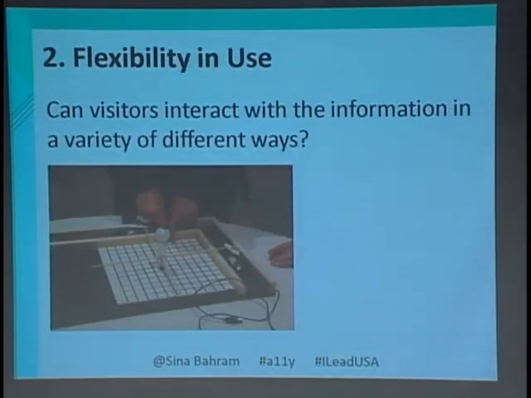All right, number two, flexibility in use. So can visitors interact with the information in a variety of ways, all right? This is the idea of multimodal or multimodality, using different modalities to convey the same piece of information. Don't ever just say something one way. Don't ever say one thing one way. All right, it's not a good idea.